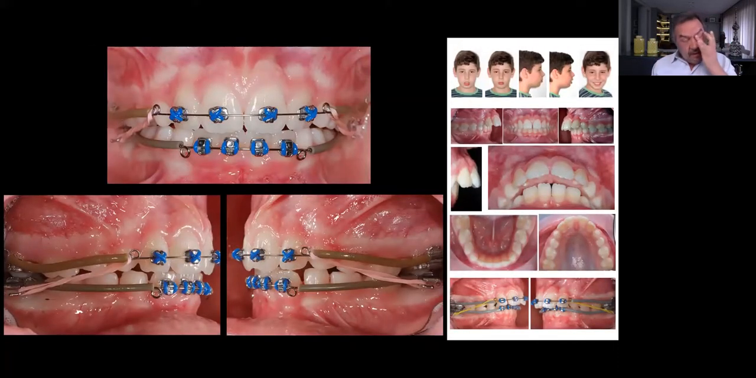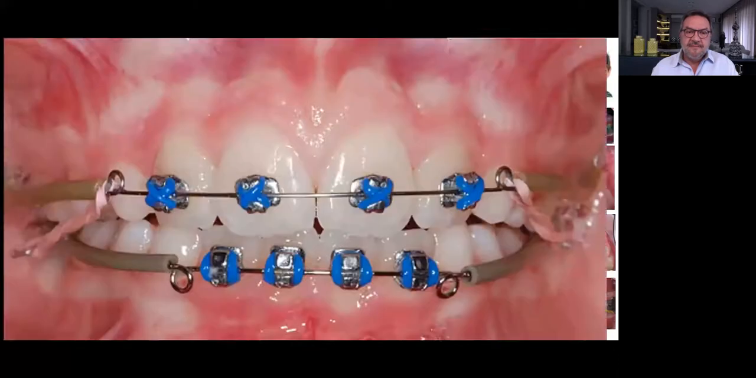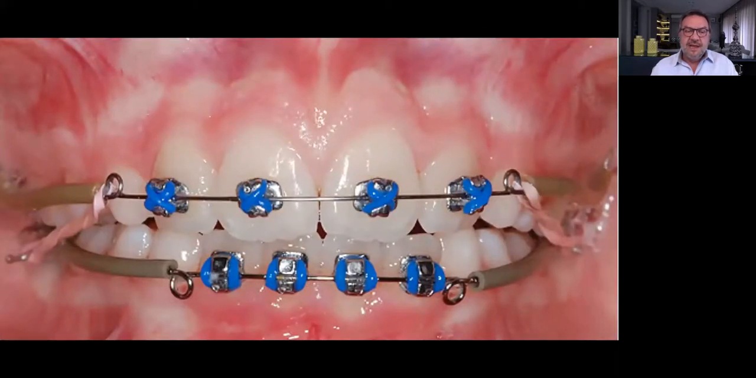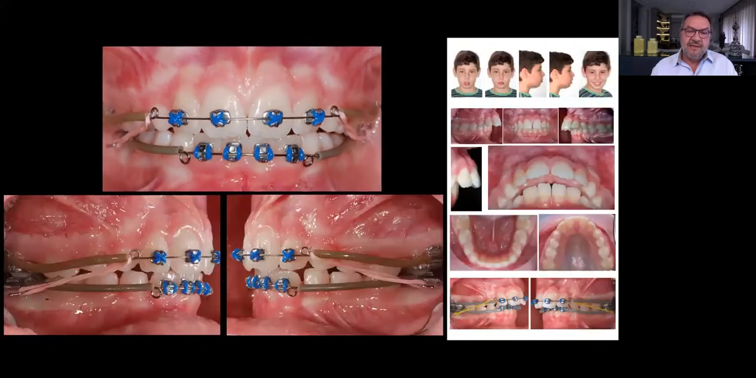And to my surprise, the overjet was corrected very fast. Take a look at the ligature. I made the ligature like an X, just to try to get more sliding. The ligature here is a kind of, I was trying to achieve a self-ligating bracket.